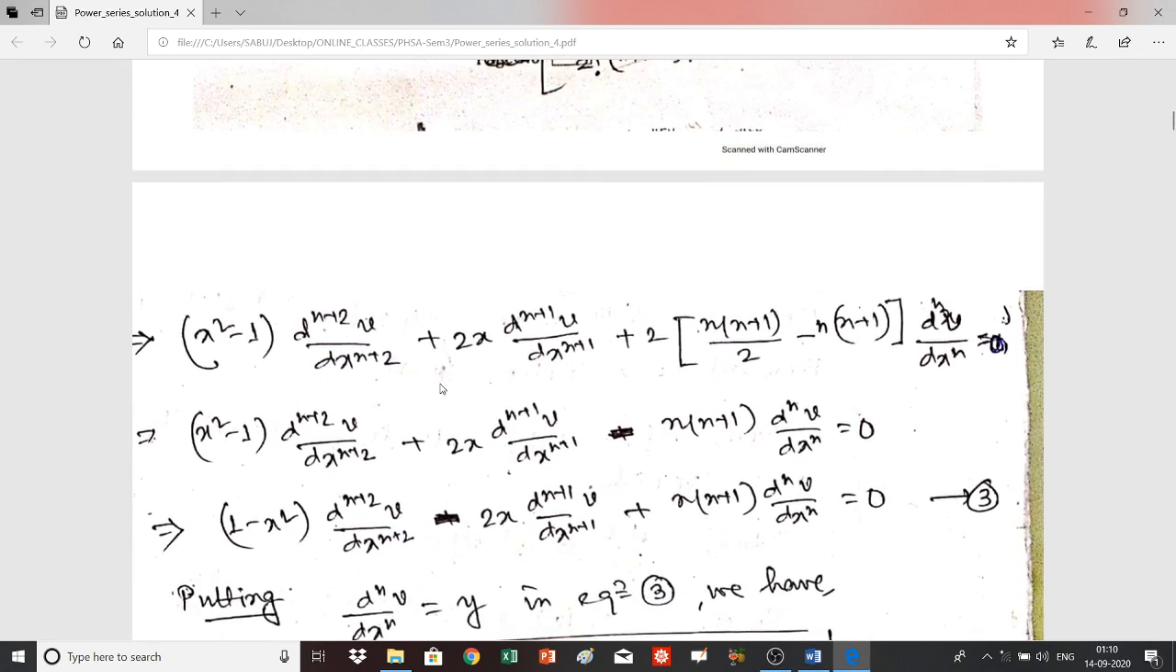Now the only thing to do is to simplify only this term. The remaining terms, the first two terms, will be as usual. So it is written here, and from here you can simplify it, and this will give you n into (n+1) by 2 minus n into (n+1). So the subtraction will be minus n into (n+1) by 2, and that 2 and that 2 will cancel each other, and you will get minus n into (n+1) d^n v/dx, and that is equal to 0.